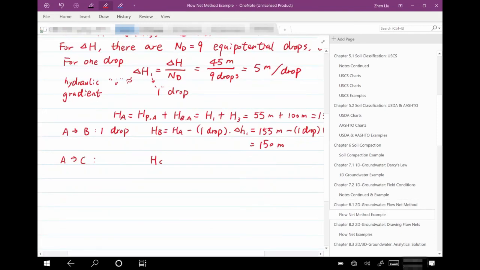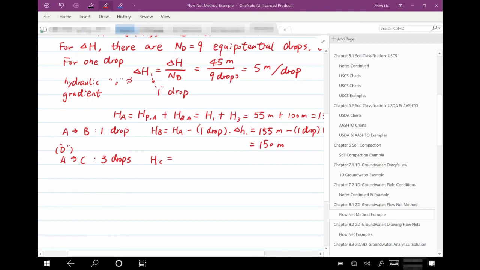So when we analyze from point A to C, we find that it should move from point D. We add a point D here. Not from point A to C directly, but point A and point D, they have the same total head. And we have 3 drops.